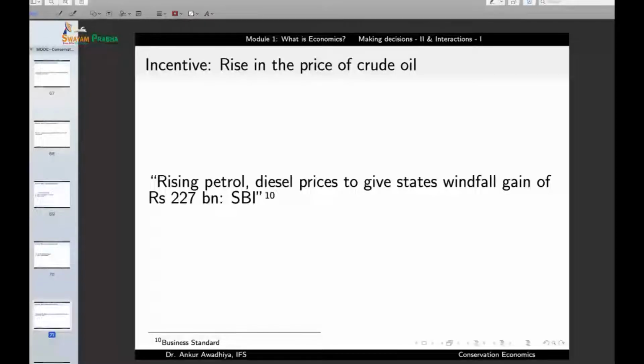So what will government do in these situations? The government will use this money for say certain activities. So the government may come up with a new program of infrastructure expansion, or the government will come up with a new program of providing money to people or of providing food grains to people so that people are also better off. So rising petrol and diesel prices to give states windfall gain of rupees 227 billion.